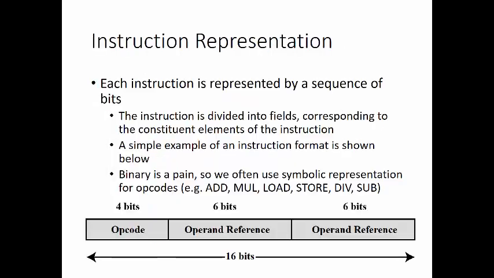So instructions in the machine are represented by a sequence of bits. The instruction is divided into fields corresponding to the constituent elements of the instructions. So a simple example is in the figure below. We have 4 bits that correspond to the opcode, 6 bits that are the operand reference, and 6 bits that are the second operand reference. Binary is a pain, so we often use symbolic representation. For example, add, mul for multiply, load, store, div for division, and sub for subtraction.